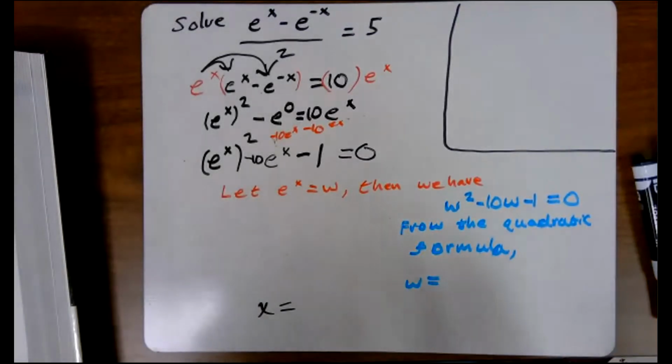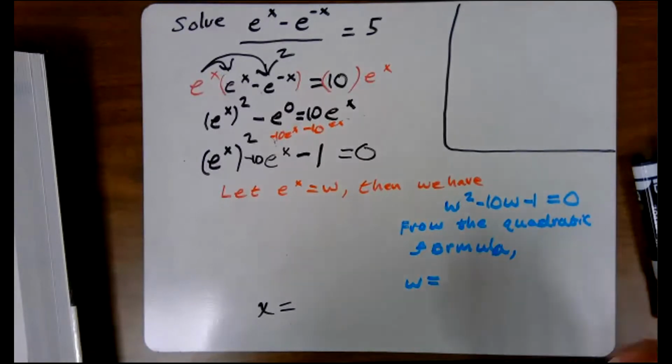Let's see. Quadratic formula. Someone's coming in. Attendance, make sure they are counted, present. There we go.